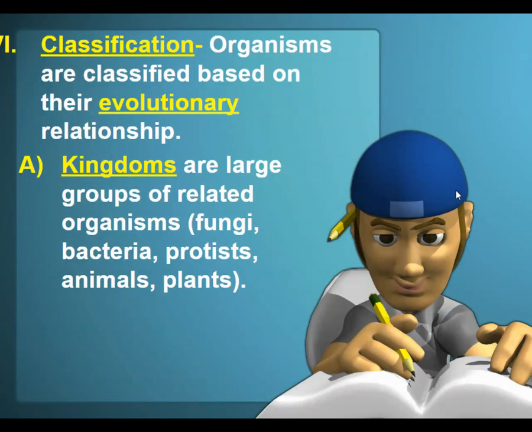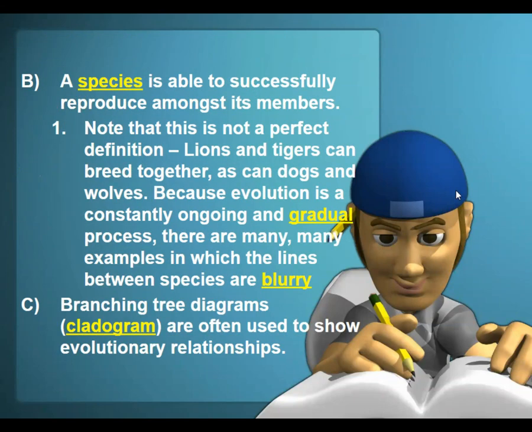Okay, so now classification goes along with evolution because we're trying to find out how organisms that are alive today are related to extinct organisms. And this is our way of classifying everything and finding out their relationships. So organisms are classified based on their evolutionary relationships. And we did learn that domains are the biggest grouping. They're the most broad. And then we have kingdoms. These are going to be large groups of related organisms. The kingdoms are fungi, bacteria, protists, animals, and plants. And then it goes kingdom, phylum, class, order, family, genus, species. So then we get down to species.